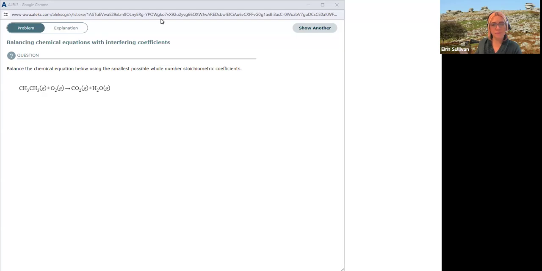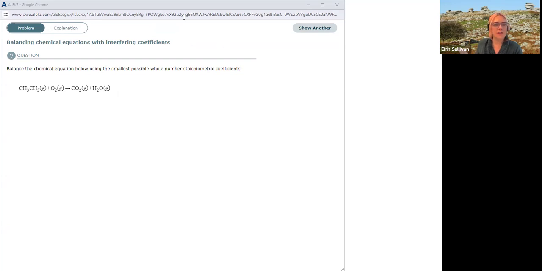Okay, so when we have to balance chemical equations with interfering coefficients, what that means is that we have an element in more than one different place on the same side of the equation. So for instance, here we have oxygen in the carbon dioxide, oxygen in the water. Tricky, right? If you mess with the amount of oxygens, you're messing with it in two different places over here. Fun times, right?